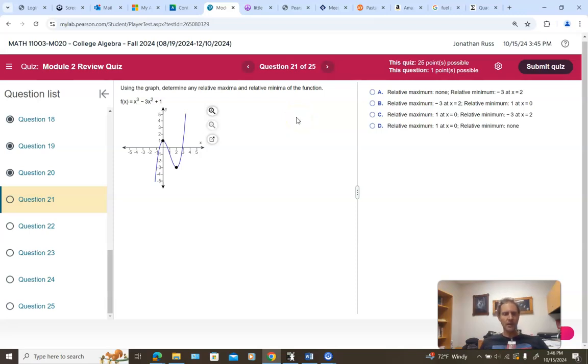The same thing here, guys. This point right here is a relative maximum. And the y coordinate is 1, so that's the relative maximum, and it occurs whenever x is 0. So relative maximum of 1 at x equals 0, okay, and then this is our relative minimum. It's a minimum of -3 whenever x is 2. At x equals 2, so it can only be choice C.